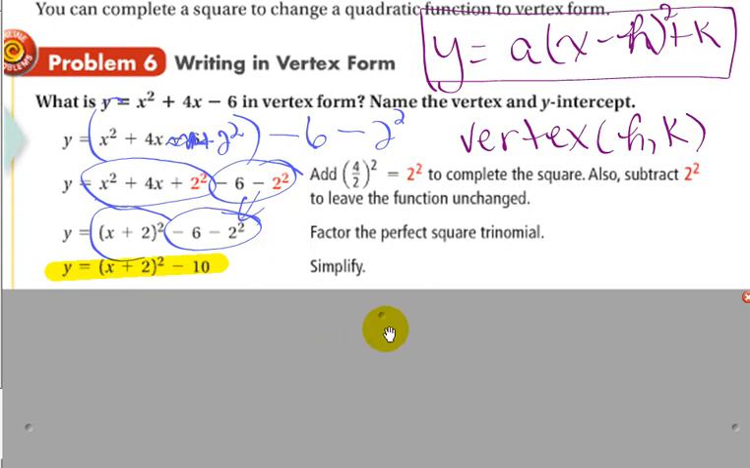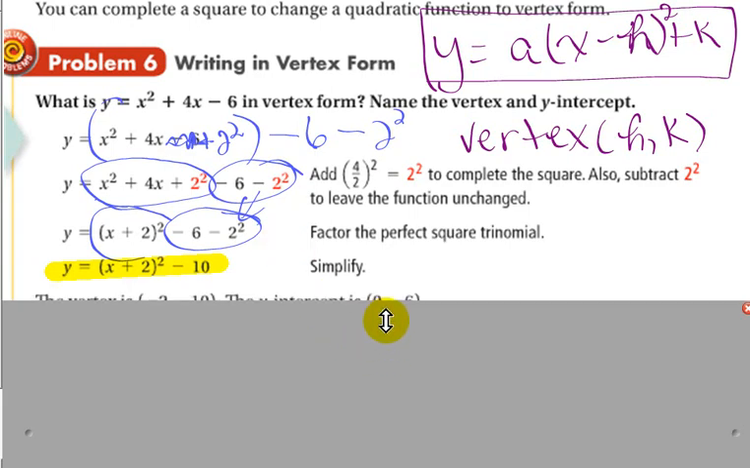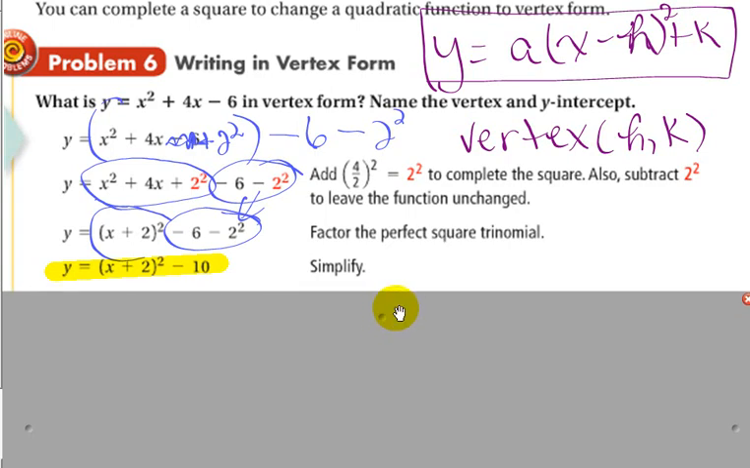Now we just have to pick out our vertex. And what's our vertex going to be? Remember, it's x minus h squared plus k. So my h must be a what? Negative 2. And my k is a?